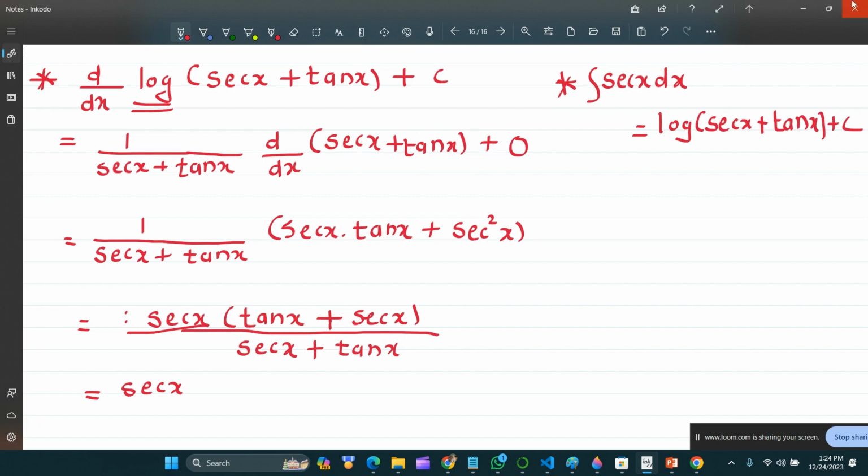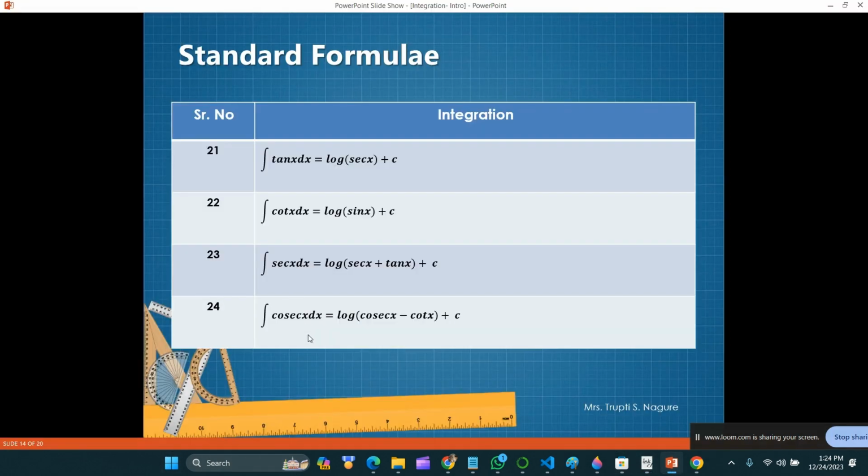Okay. Similarly, we can find the last formula, that is integration of cosec x is equal to log of cosec x minus cot x. I think so. After these three formulae, you can find this formula also.